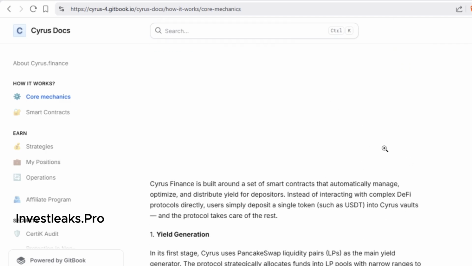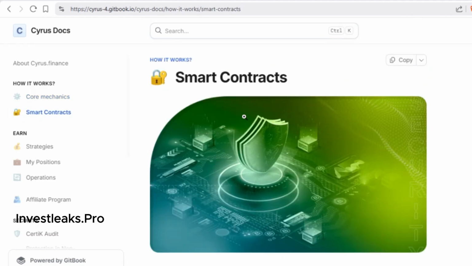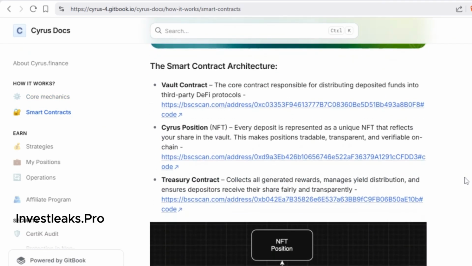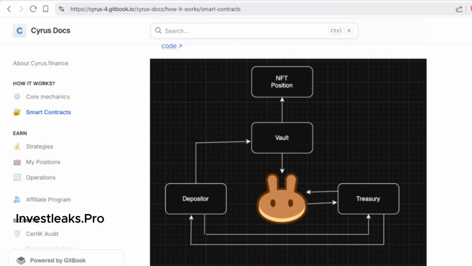So what does this mean in practice? It means user funds are actively deployed, working inside real liquidity pools and earning through actual trading activity, not sitting idle or parked on someone's wallet. This video was focused on verification, following the money, and understanding how the system works on-chain.